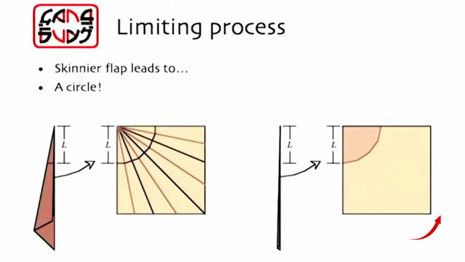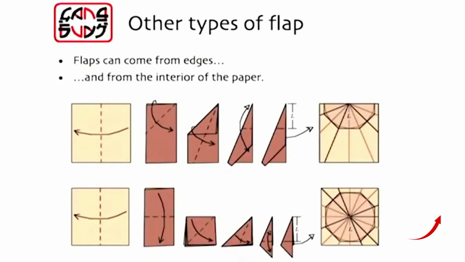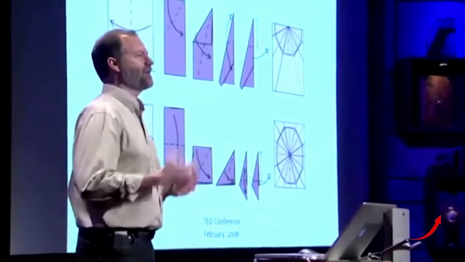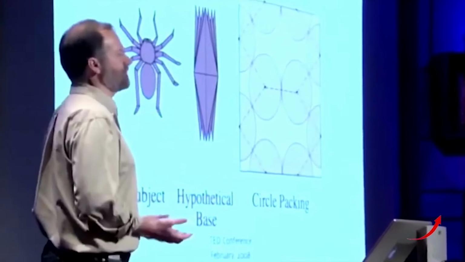There's other ways of making flaps. If I put the flap on the edge, it uses a half circle of paper. And if I make the flap from the middle, it uses a full circle. So no matter how I make a flap, it needs some part of a circular region of paper. So now we're ready to scale up. What if I want to make something that has a lot of flaps? What do I need? I need a lot of circles.